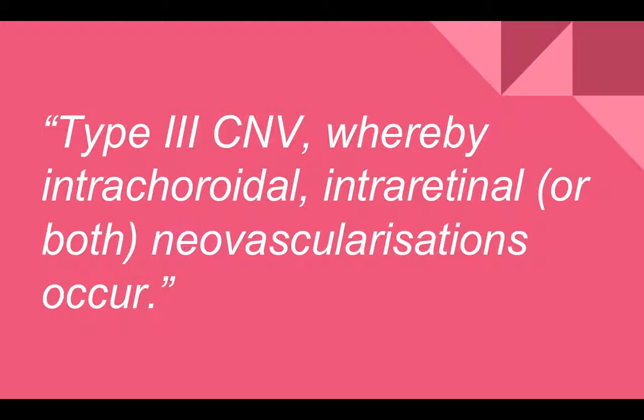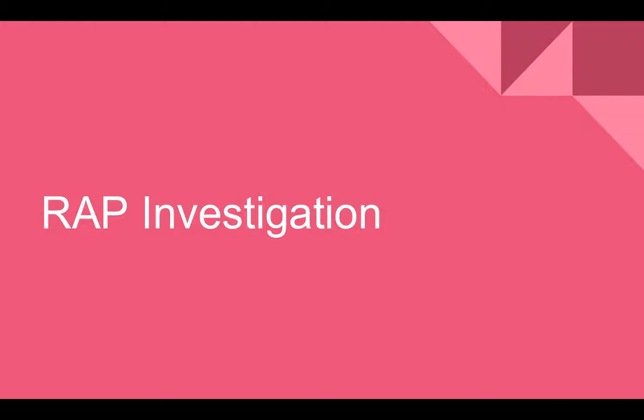So we've got a type 3 CNV is what it would have been called, whereby you can have intrachoroidal, a bit like PCV, you can have intraretinal, or both at the same time. So you can have neovascularizations occurring not just in the choroid, but also in the intraretinal area.